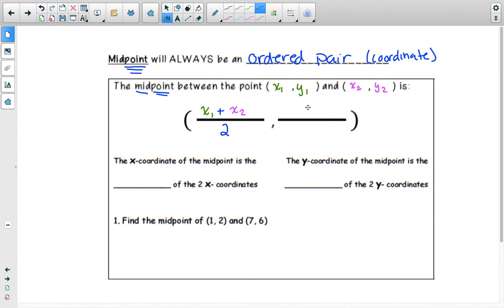So to find our y part of it, we do the same thing, but with our y sub 1 plus our y sub 2, and we divide that value by 2.